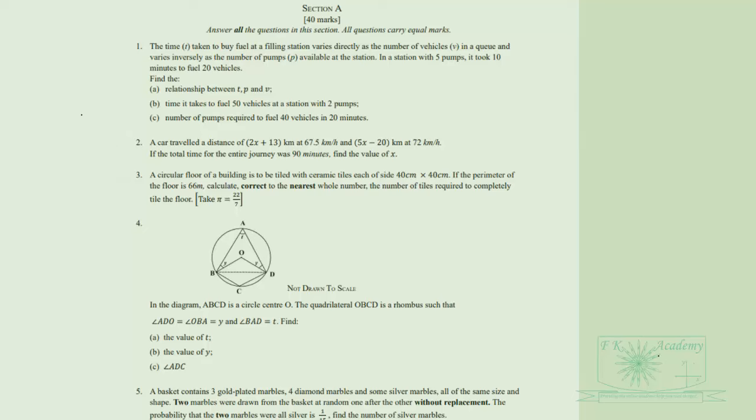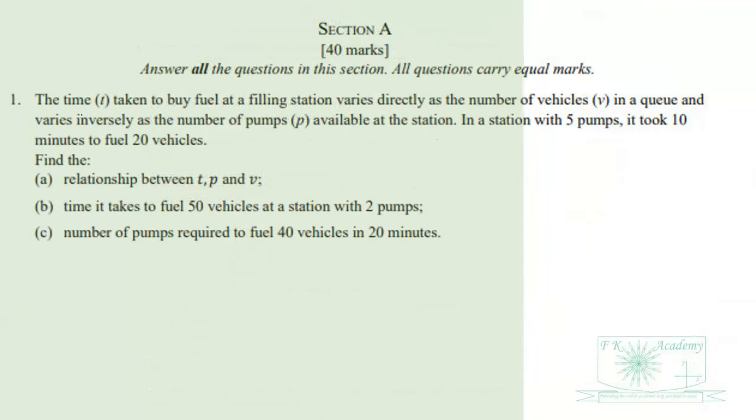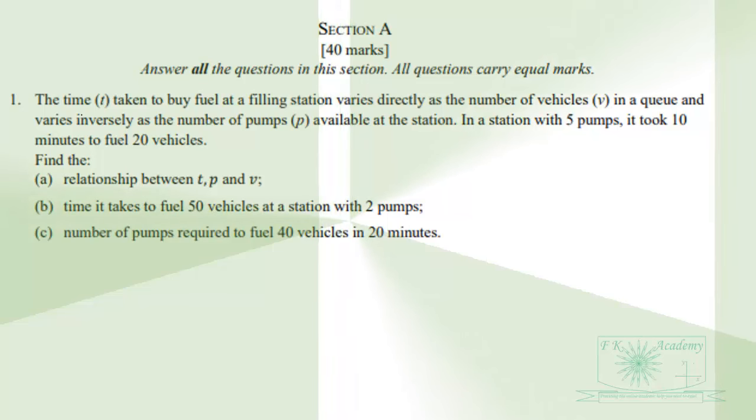The first one says that the time T taken to buy fuel at a filling station varies directly as the number of vehicles V in a queue and varies inversely as the number of pumps P available at a station. In a station with 5 pumps, it took 10 minutes to fuel 20 vehicles. Find a relationship between T, P, and V, the time it takes to fuel 50 vehicles at a station with 2 pumps, and the number of pumps required to fuel 40 vehicles in 20 minutes.